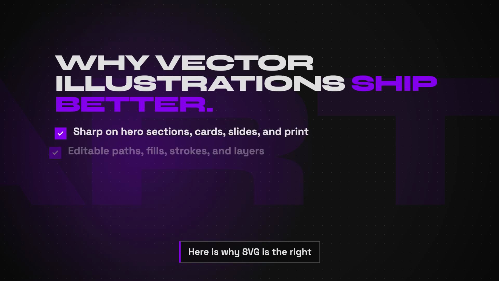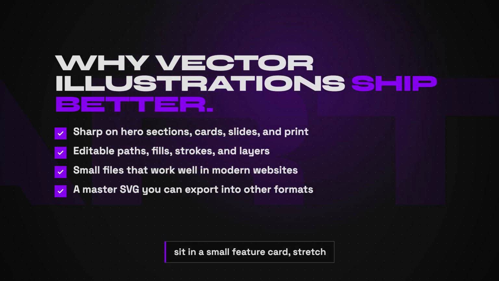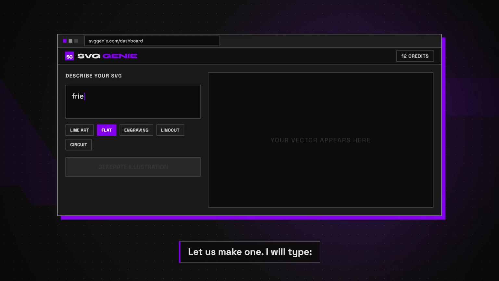Here is why SVG is the right format for a lot of illustration work. SVGs are made from paths and shapes instead of pixels, so they stay crisp at any size. A single file can sit in a small feature card, stretch across a landing page hero, or go into a presentation without turning blurry. Let us make one.